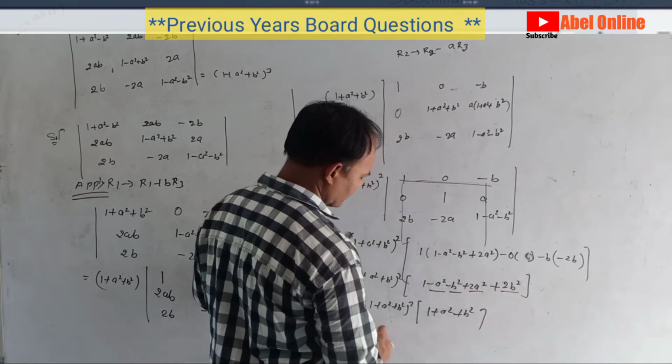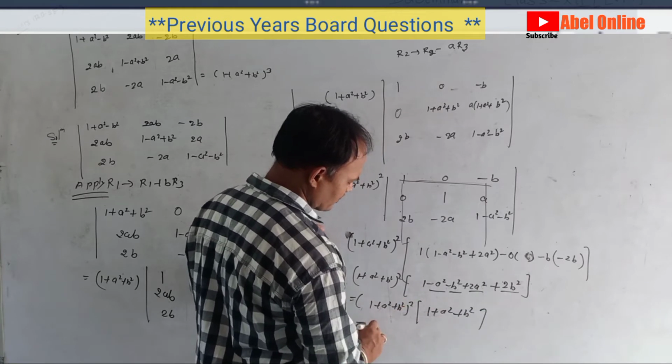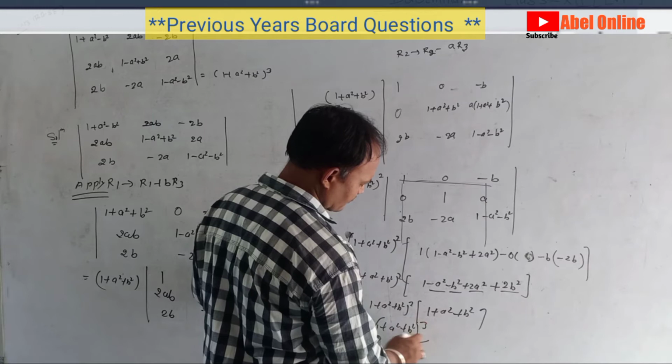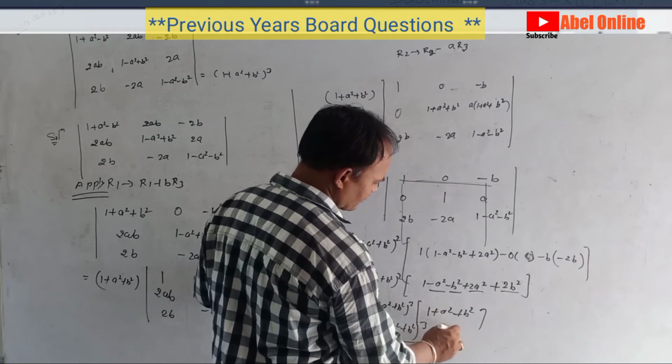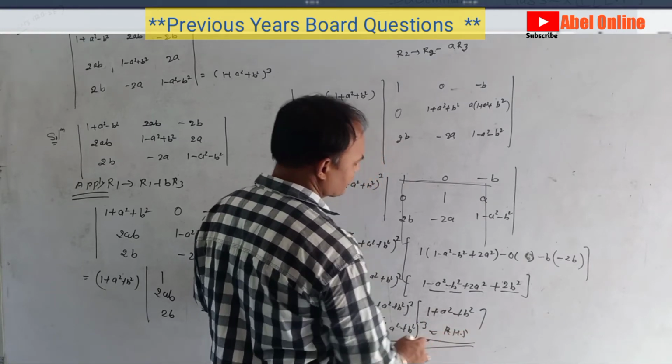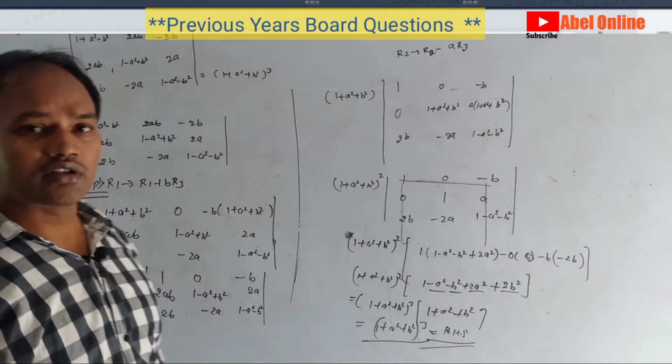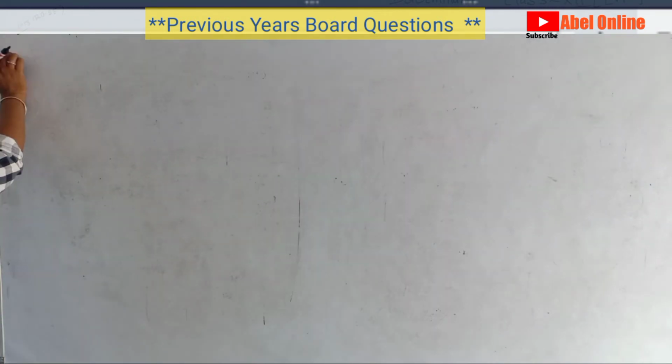So students, what is the answer? 1 plus a square plus b square to the power 3. So students, this is RHS and we have completed this question. This was a very important question. So it came in 2013. It is a very important question.